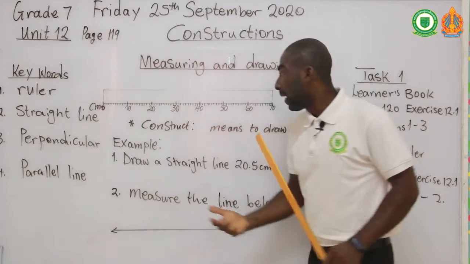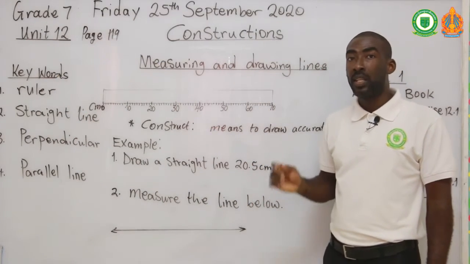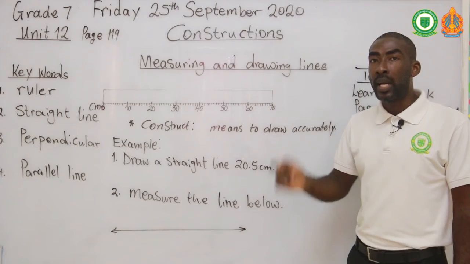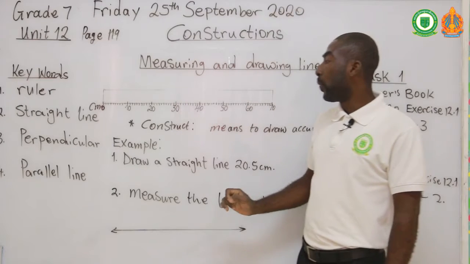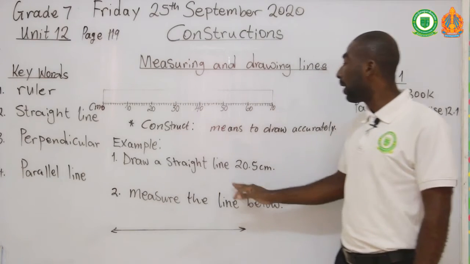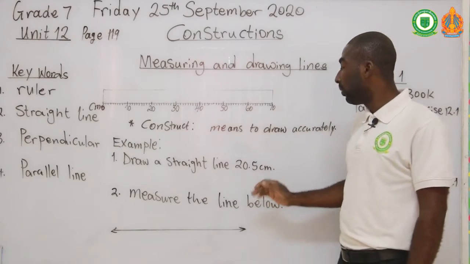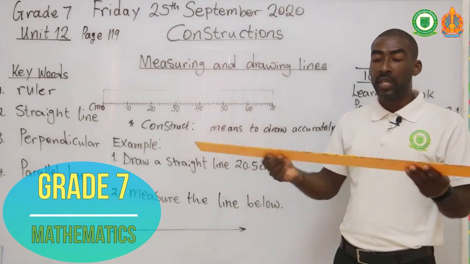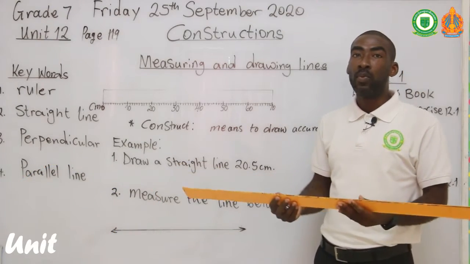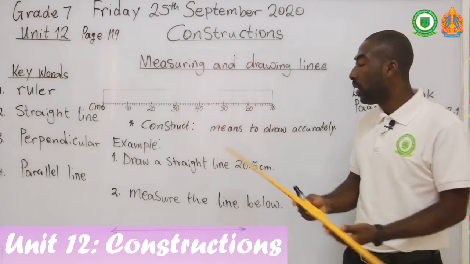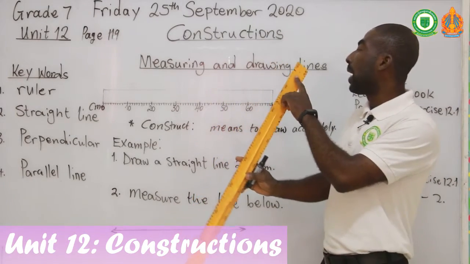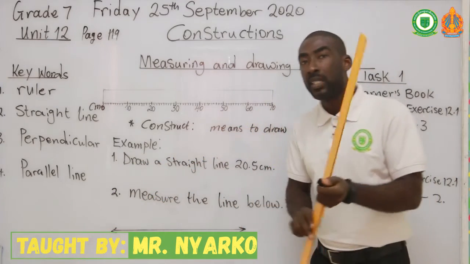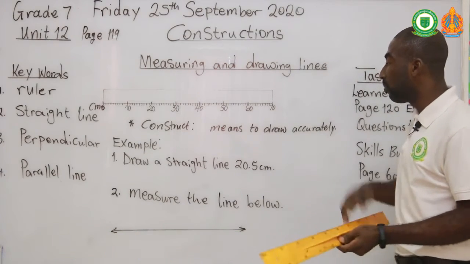Okay, so the main focus of this lesson is how we can do correct measurements and then how we can draw accurately, okay? So first example, we're going to draw a straight line of 20.5 centimeters. What we need to do is check the kind of ruler that we have that will help us to draw our straight line, okay? So my ruler starts from 0 up to 100 centimeters. So I need to find the 0.5 on my ruler so that it can be a straight line.